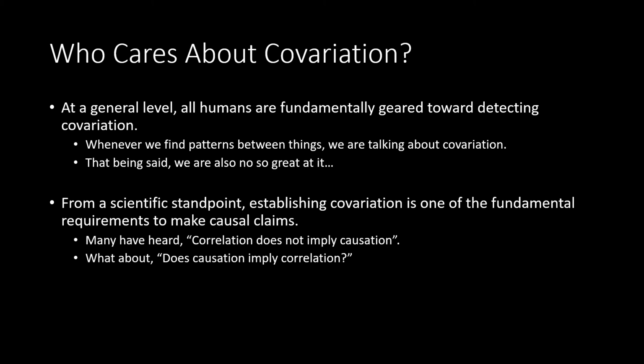Okay, so all human beings ultimately are obsessed with this because we find patterns even when there are no patterns present, which we'll talk about in the next couple of slides. Even though we're always doing this, humans are not really the best at it. Now, from a scientific standpoint, establishing covariation is really important because it is one of the fundamental requirements to make any type of causal claim. If you have not established a relationship or covariation, you cannot make causal claims.